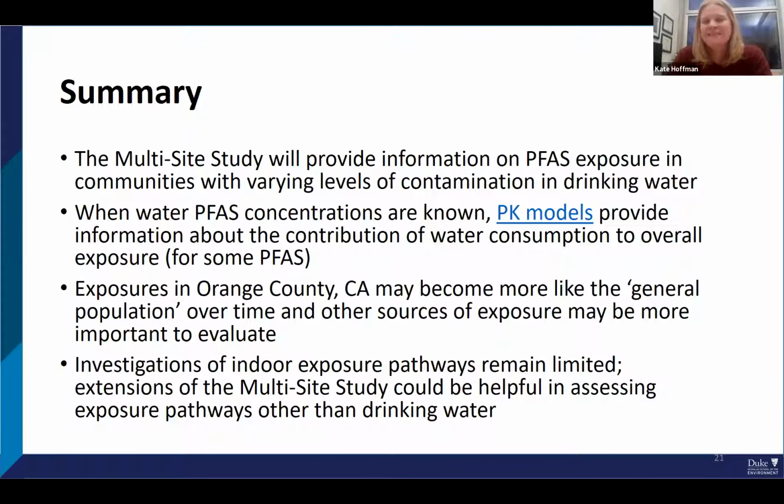And at the same time, while investigations of indoor exposure pathways remain limited, extensions of the multi-site study could be really helpful in addressing those indoor exposure pathways or just other pathways outside of drinking water in general.